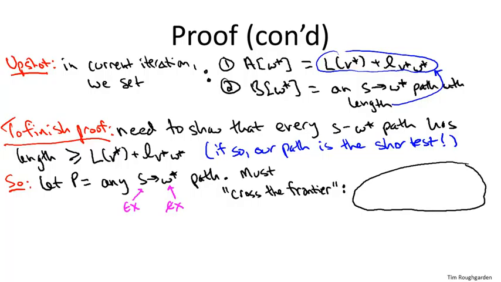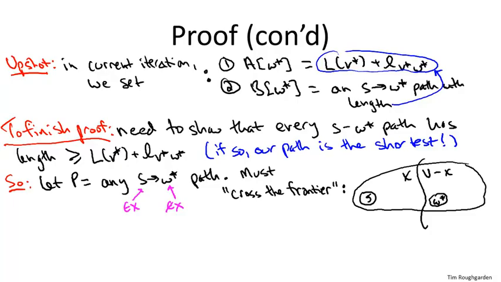So any path that starts in X and goes outside of X, at some point it crosses from one to the other. So let's think about the graph in its two pieces, that to the left of the frontier and that to the right: the stuff that is already processed and the stuff which has not yet been processed. S, of course, is on the left-hand side.